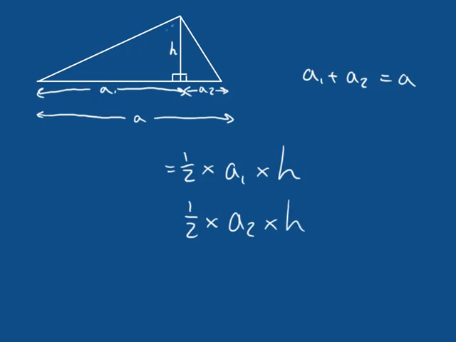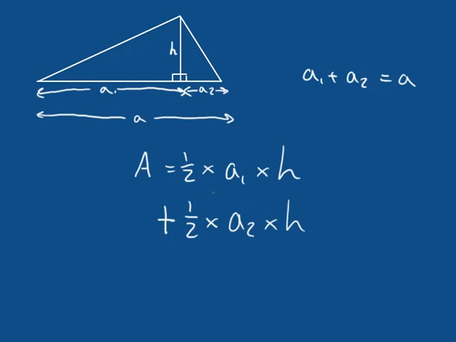Therefore, the area of our entire arbitrary triangle is equal to the area of this triangle plus the area of our other triangle, which means it's equal to 1/2 times A1 times height plus 1/2 times A2 times height. Now, we should know that this is, of course, the area. If we took this area equation, we could factorize that based on a common factor.